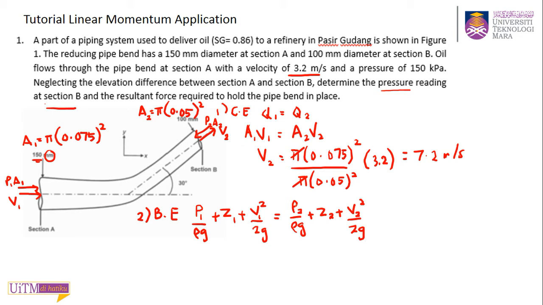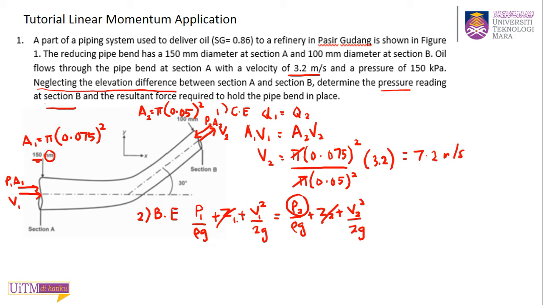So they will ask you to find P2, the pressure at point B. I mentioned earlier, this is very crucial. Neglecting the elevation difference means that Z1 and Z2 you can cancel out, because they assume the same elevation, even though in the picture it's not the same. Maybe because the difference is not too significant, maybe because this height is very small, that's why they ask you to just neglect this elevation.